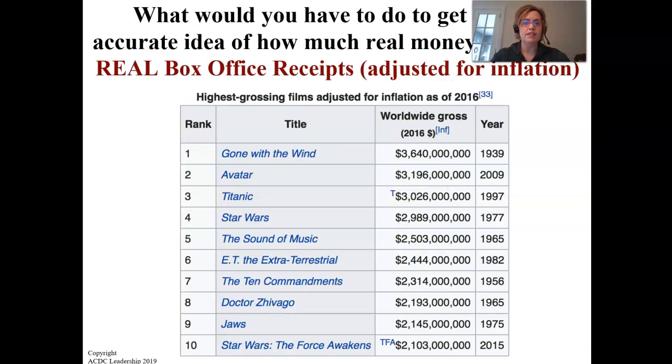What would you have to do to get a more accurate idea of how much real money is earned? The real box office receipts adjusted for inflation are shown here. So the highest grossing film adjusted for inflation is Gone with the Wind.